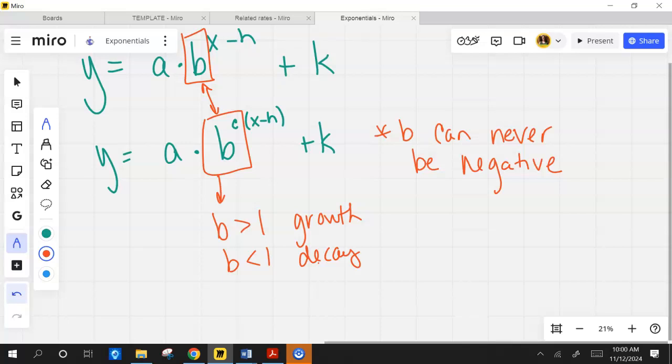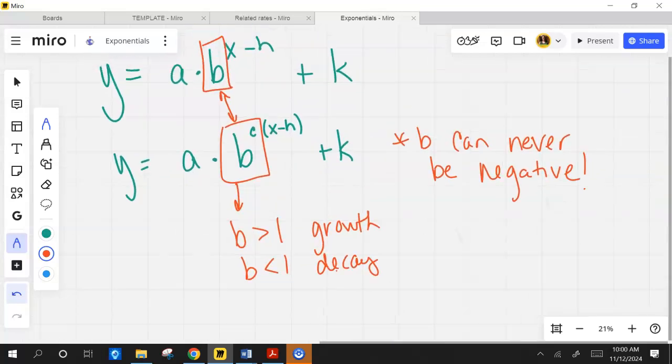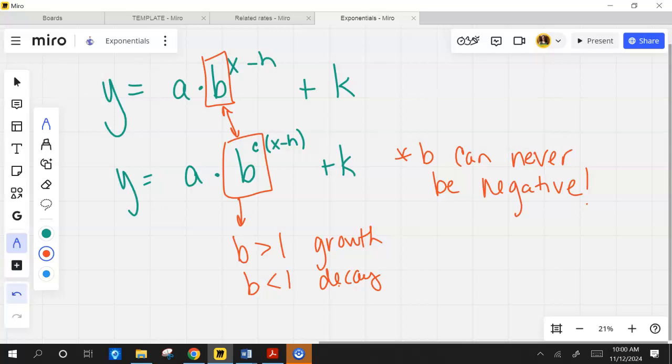So it's literally how it has a fraction. B can never be negative. All right, let me tell you what the rest of the stuff is, and then we will go through and do some examples.